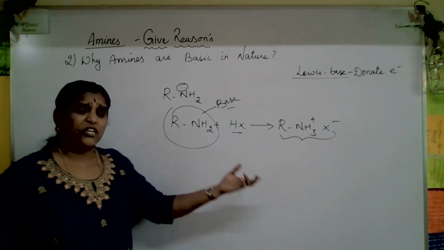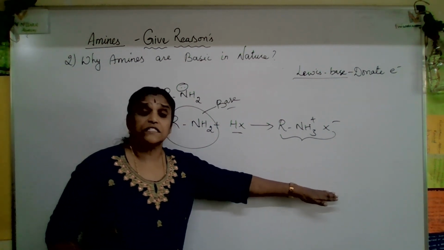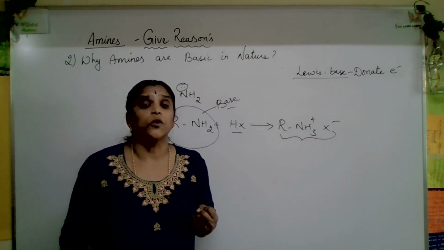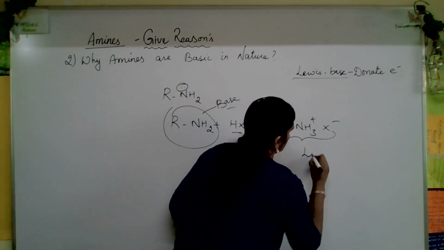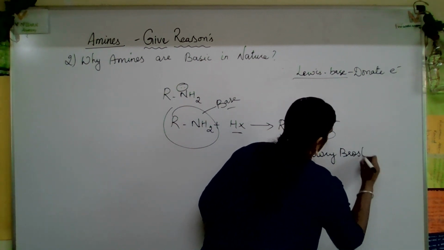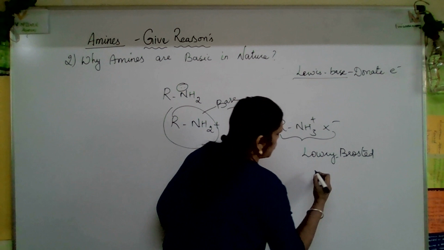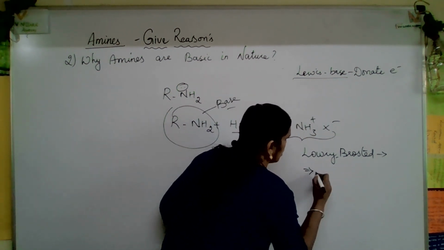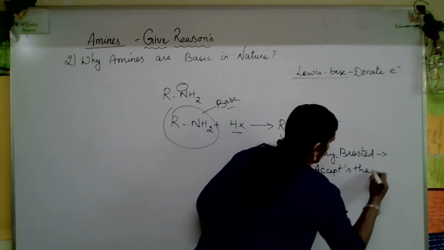Next, one more point: the Lowry-Bronsted idea. What is the Lowry-Bronsted idea? When it is accepting the proton, we can say it is a base. Bronsted-Lowry or Lowry-Bronsted, both are the same. The Lowry-Bronsted point is that when it accepts the proton, it is a base.